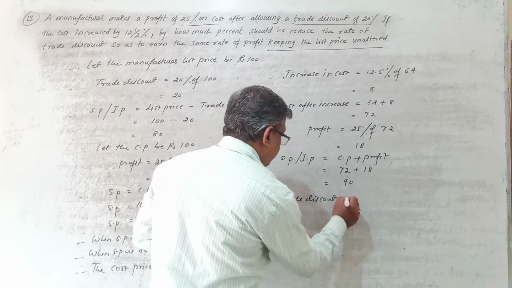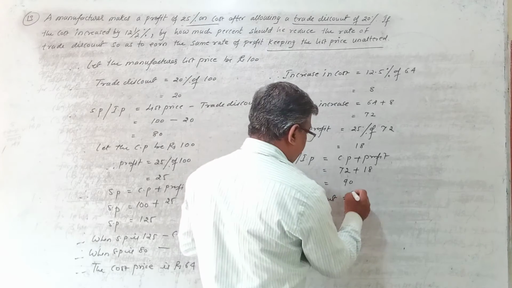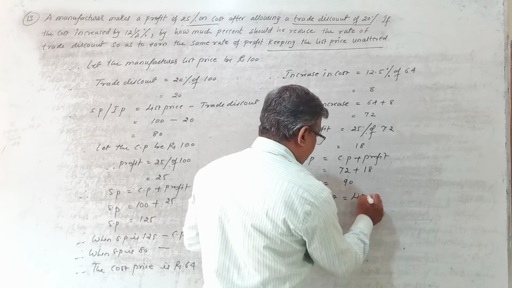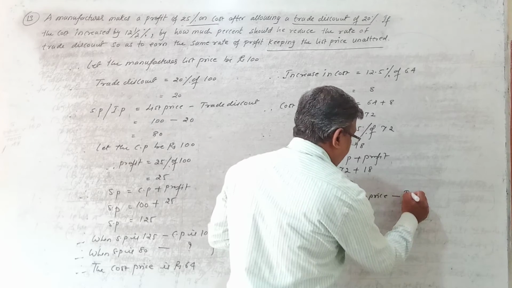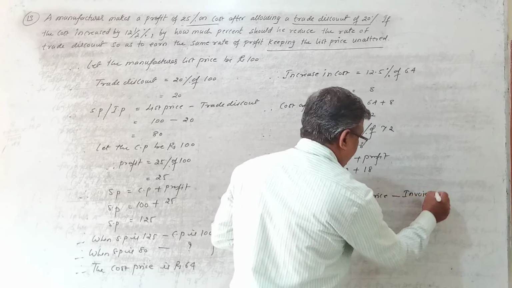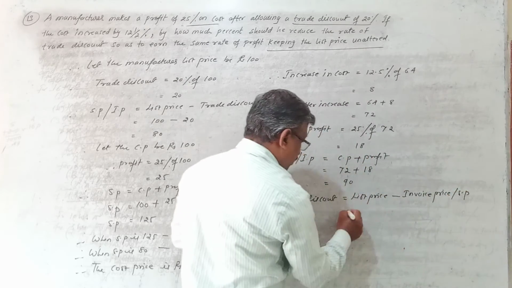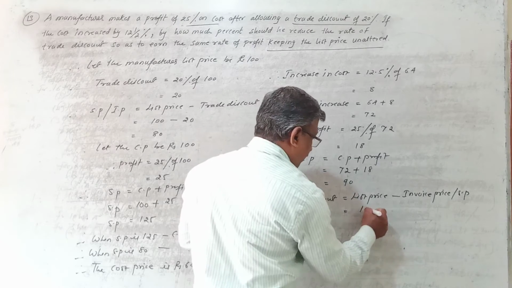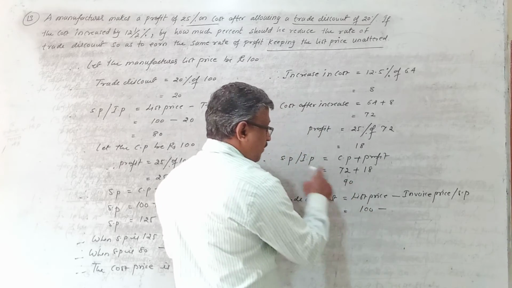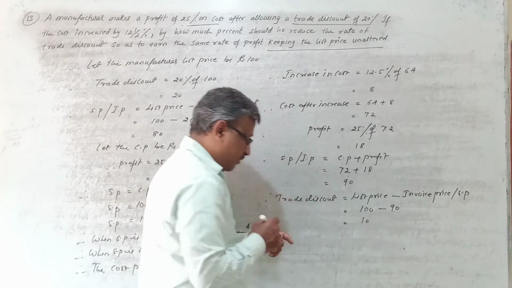discount. So how do we calculate the trade discount? Trade discount is nothing but the difference between what? List price. From list price, you have to minus what? Invoice price, or selling price. So what is the list price of the manufacturer we have assumed here? It is 100 rupees. And what is the invoice price or the selling price? It is 90 rupees. Means discount is how much?